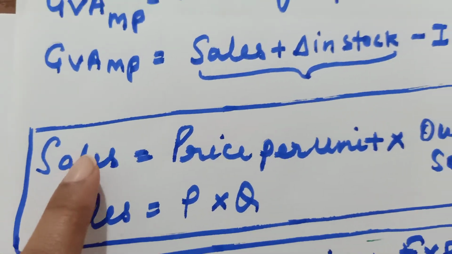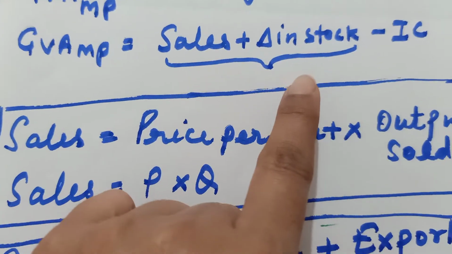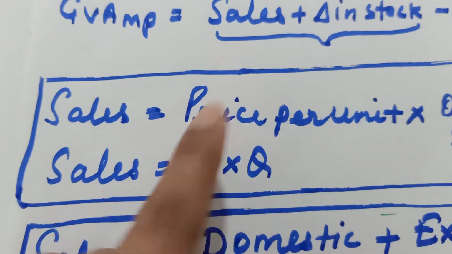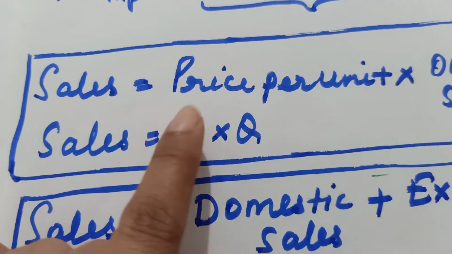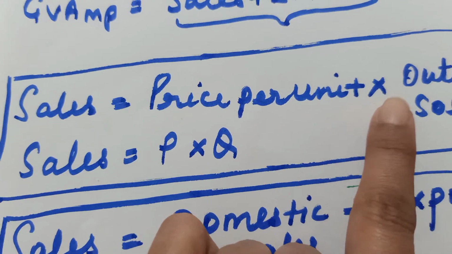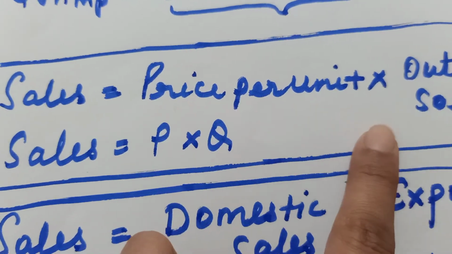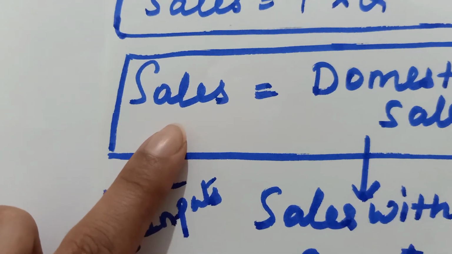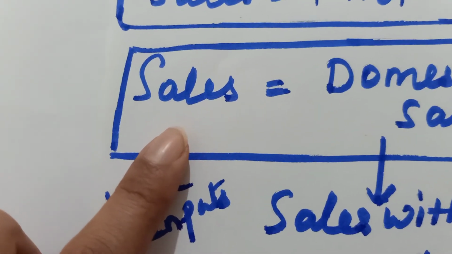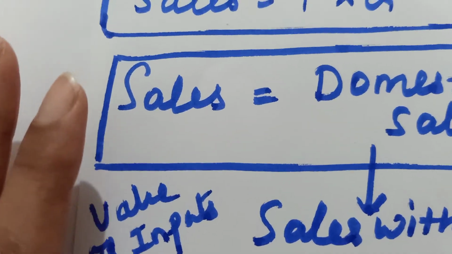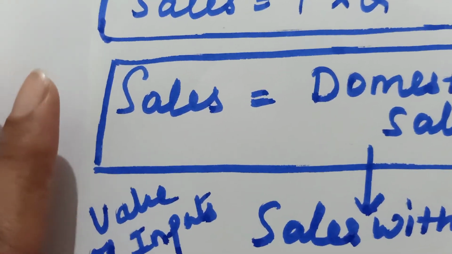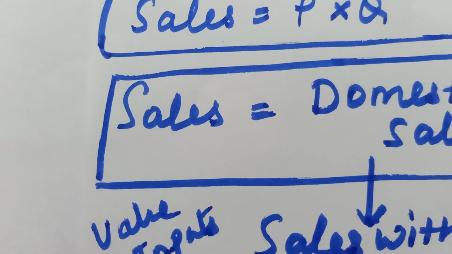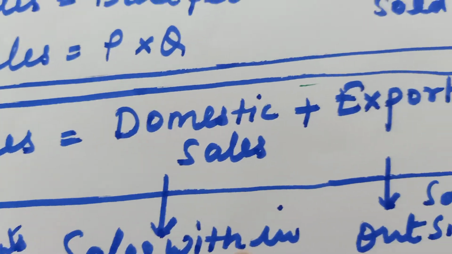Now here you can see we have understood sales part, we have understood change in stock, sales, IC part, and now we will study sales. Sales: when we multiply price per unit output into output sold, we get sales. And sales we can calculate also, it is the money value of output sold by the firms to household or to government or to other firm in the domestic territory and to rest of world, that is export.